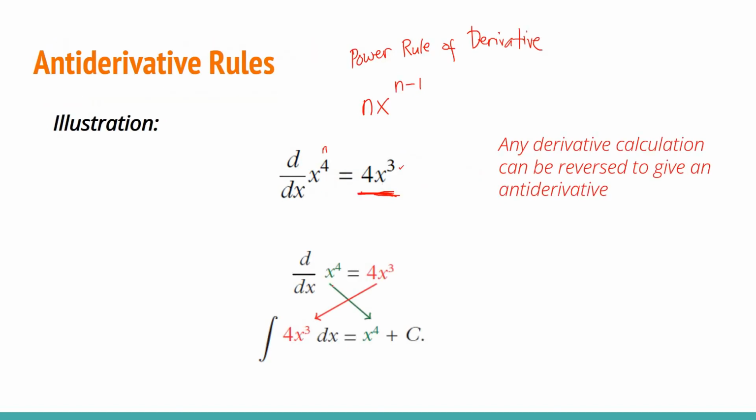So the derivative of x raised to the power of 4 with respect to x equals 4x cubed. This 4x cubed here is the one we will get the antiderivative from. So the integral of 4x cubed dx equals x raised to the power of 4 plus c. Why is there a plus c here, even if we all know that the given is just x raised to the power of 4?